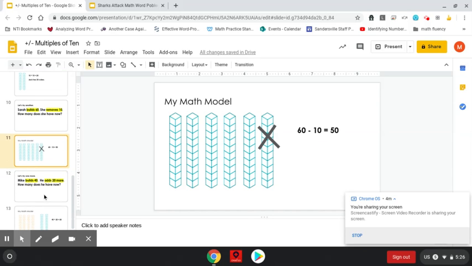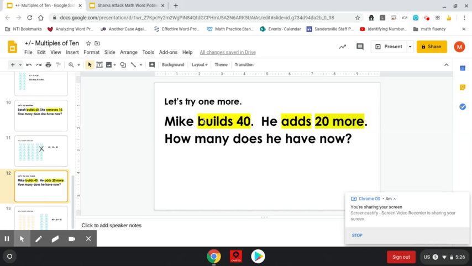All right, let's try one more. Mike builds 40. He adds 20 more. How many does he have now? Okay, I'm trying to visualize Mike building 40. That's going to look like 4 towers. And he adds 20 more, which is going to look like 2 more towers. Okay, so I'm going to visualize 40 and 20 more.